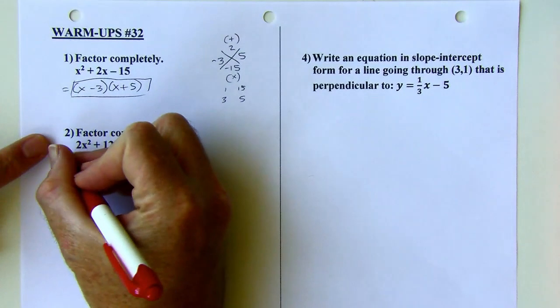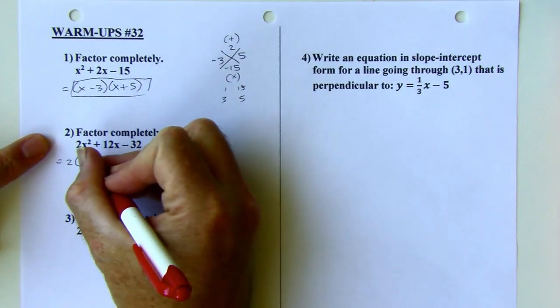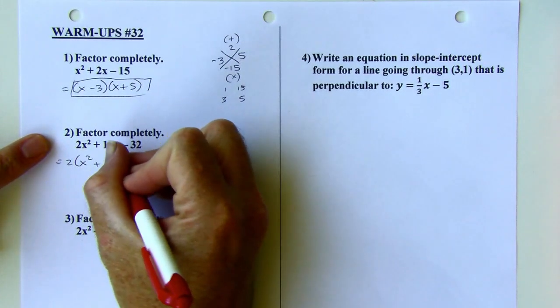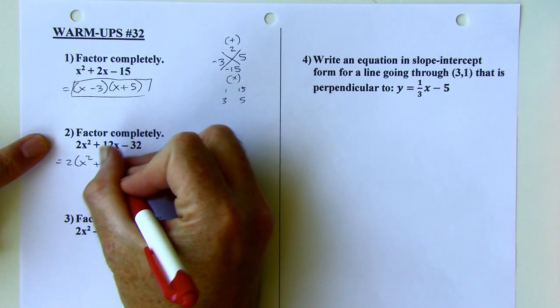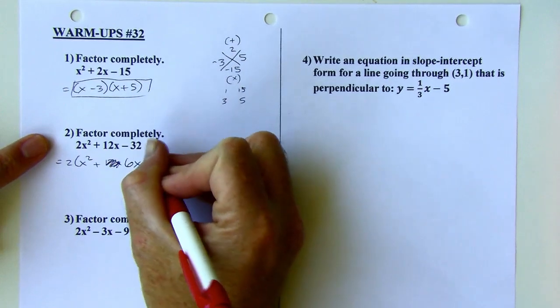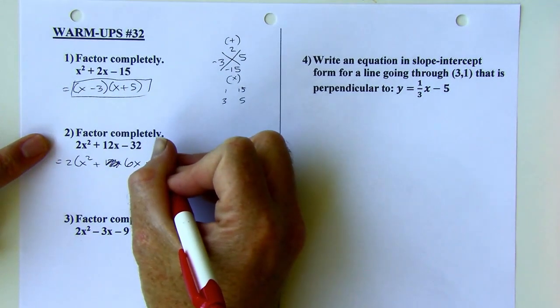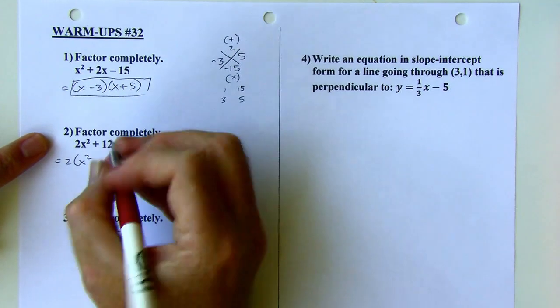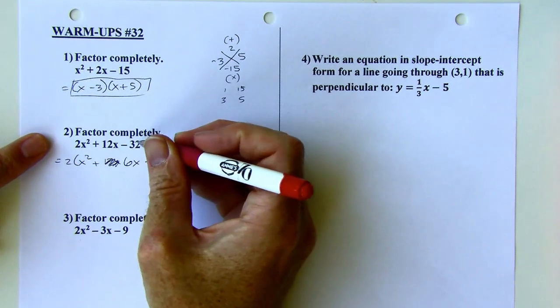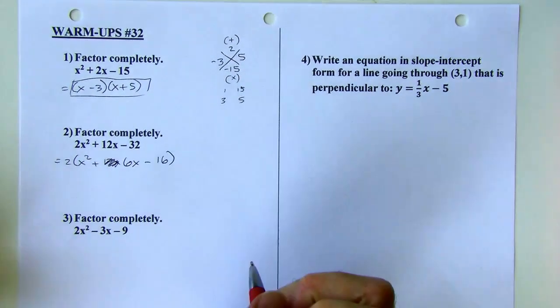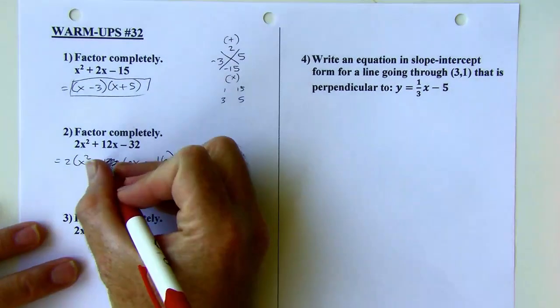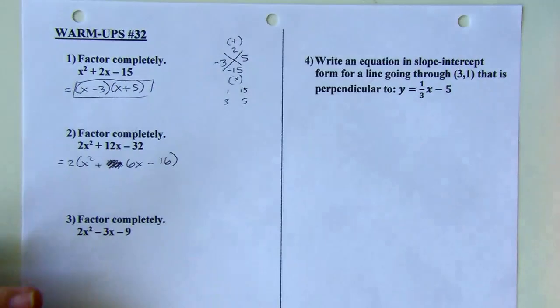Okay, next problem. Since I've got this 2 there, first thing I think is, can I factor it out? And yes, I can here. Some people will try to do this with a modified diamond problem by taking the 2 and multiplying it by the negative 32. But you don't want to do that when there's a common factor. Okay?